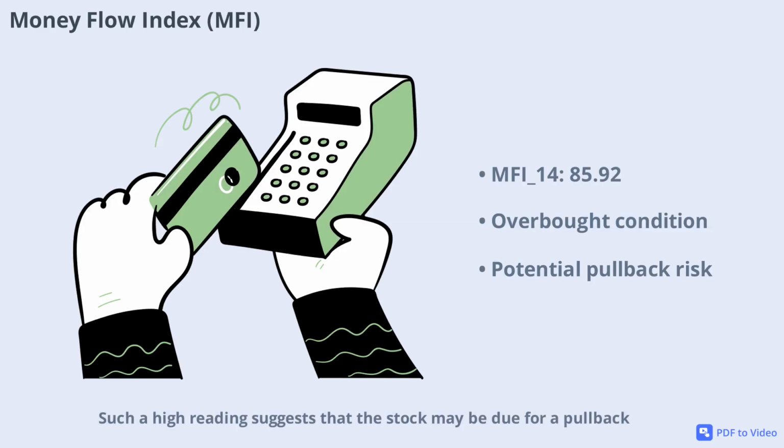Such a high reading suggests that the stock may be due for a pullback, as buying pressure could be reaching an unsustainable level. Traders often use MFI to anticipate reversals when values exceed 80 or fall below 20.